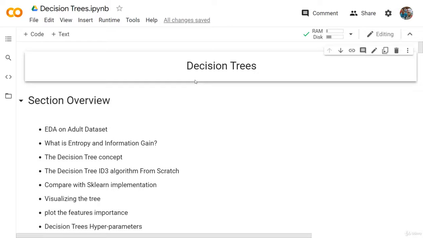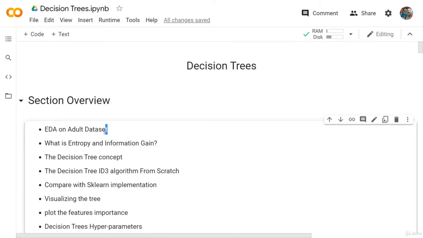Welcome back. In this section, we are going to learn decision trees, which is one of the most important and one of the most easy to understand machine learning algorithms. So in this lesson, we are going to go over the section overview. So we will understand better what we are going to see in this section step by step.